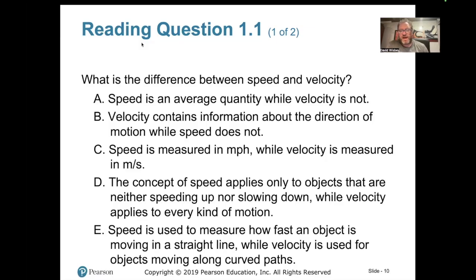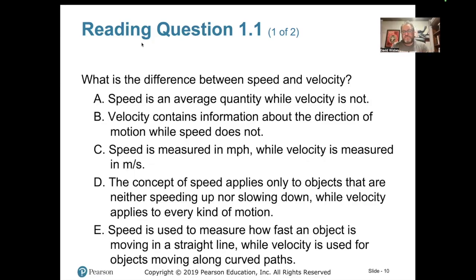C, speed is measured in miles per hour, while velocity is measured in meters per second. I'm going to be honest, in physics, I would not use miles per hour. In fact, I would just forget all of the American measurement systems. I'm going to post a video about those. Everything should be in meters per second, whether it's speed or velocity. For the purposes of this class, we use meters per second. I remember there are some problems where they give you a number in miles per hour. Sometimes you can get away with it, but if you have to convert, just go with meters per second.